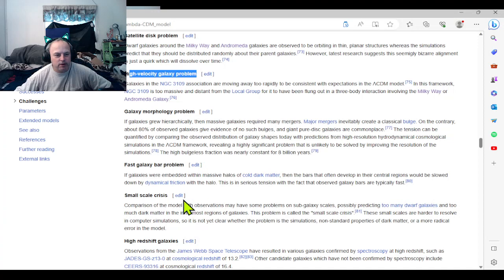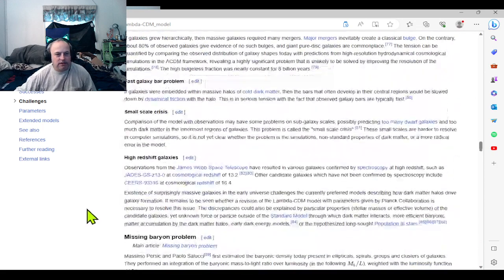Fast galaxy bar problem. If galaxies were embedded within massive halos of dark matter, then the bars that often develop in the center regions would be slowed down by dynamical friction from the halo. This is a serious tension with the fact that observed galaxy bars are typically fast. Small scale crisis, high redshift.